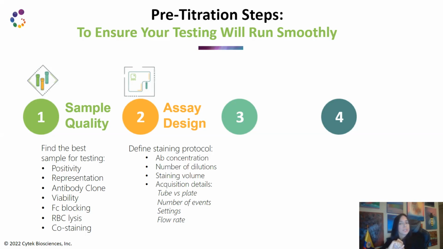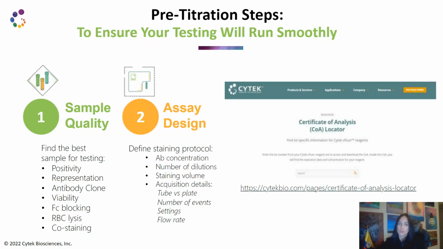What concentrations are you testing? What dilutions? The final staining volume should match what you will have in your multicolor sample when all the other antibodies will be added. Acquisition details: how many events you're recording, also based on the frequency of the population. What are your acquisition settings, ideally optimized for your cells of interest, and flow rate as well, that's something that could be predefined. If you don't know the stock concentration, you can reach out to the manufacturer and get information.